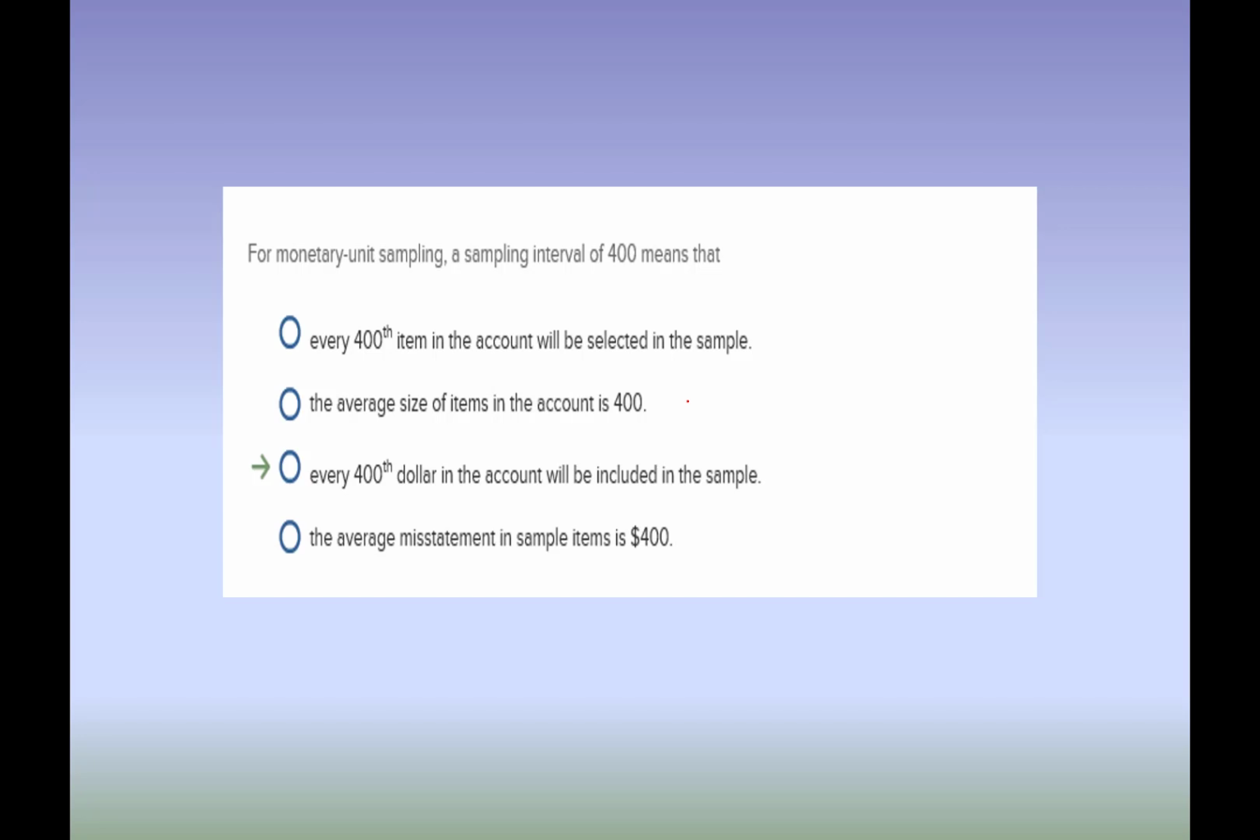For monetary unit sampling, a sample interval of 400 means that every $400. Of course, this question's a little bit weird because we have a random dollar start, don't we? So after the random start, every $400 selected is probably a better answer, right?